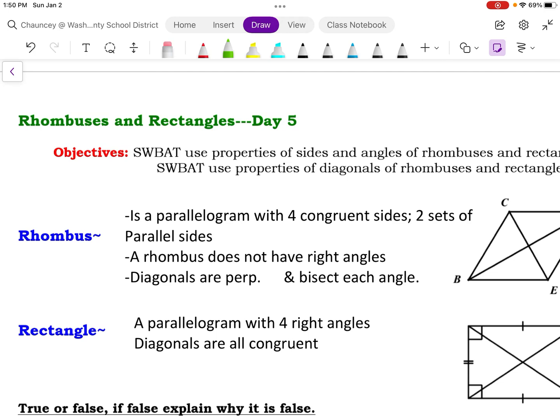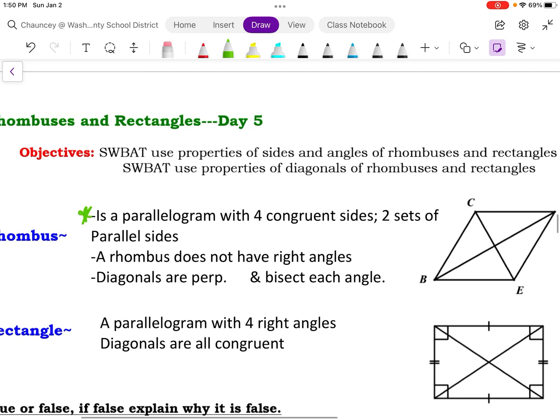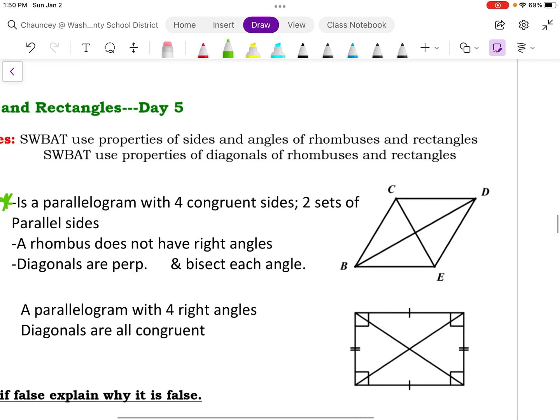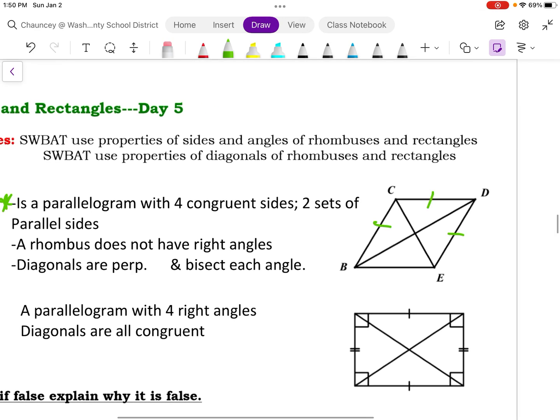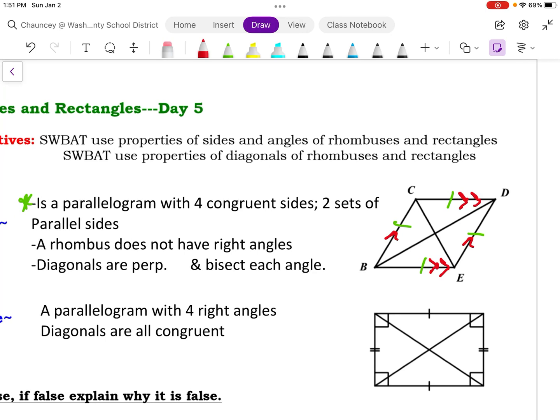Let's go over what a rhombus actually is. A rhombus is a parallelogram with 4 congruent sides. So these sides are all congruent to each other. So they have 2 sets of parallel sides. So we say BC is parallel to ED, and we also say CD is parallel to BE. All right, so 2 sets of parallel sides, 4 congruent sides.